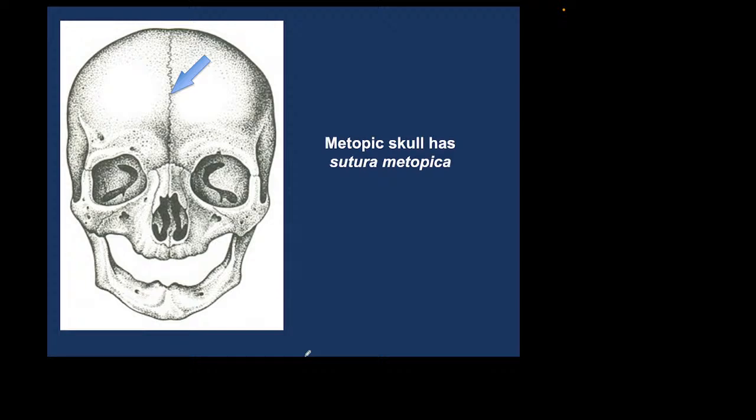Some of the skulls remained the metopic suture. It means that like in newborn, like in fetus, the frontal bone consists of two parts, left and right, and when an adult has this suture, we call such skulls metopic skulls, and this suture is named suture metopica.